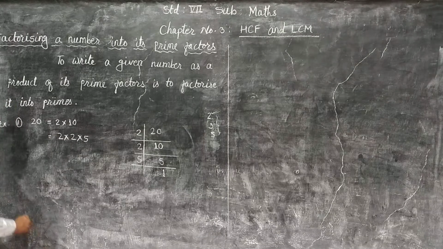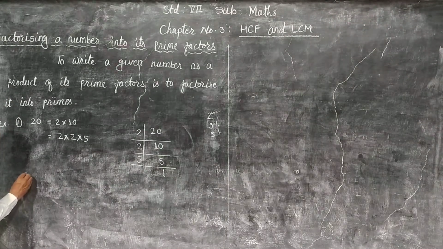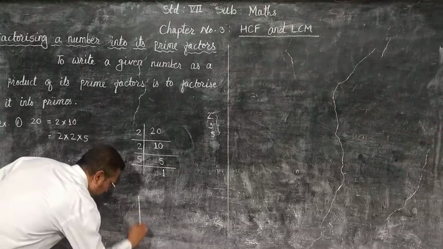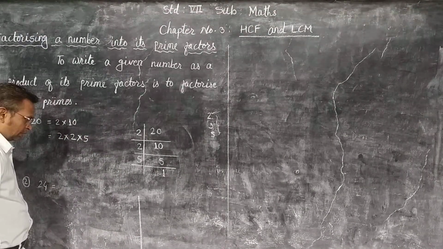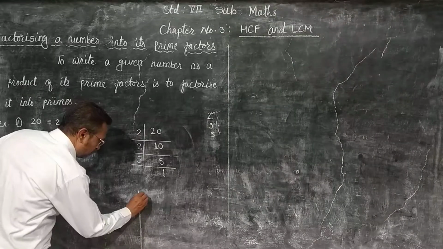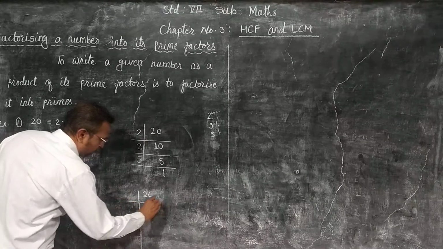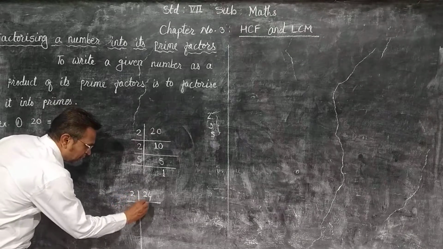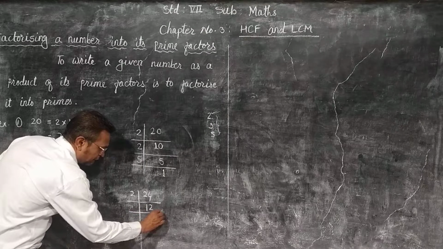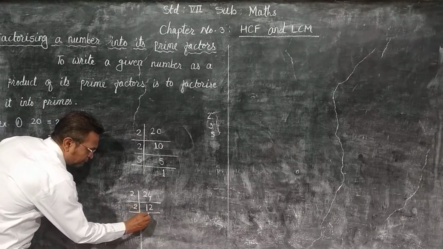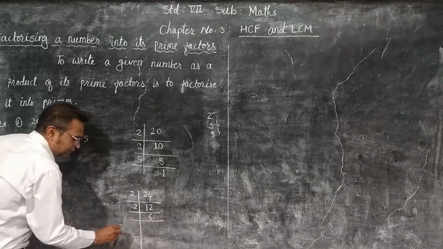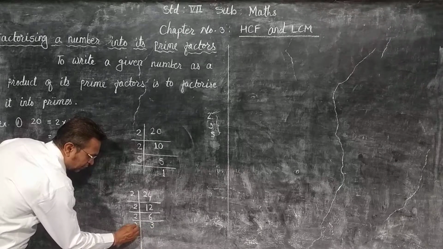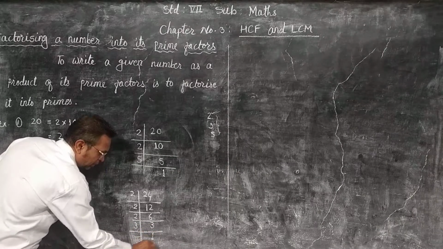Okay. Next example, 24. Again vertically. In the unit place there is 4, therefore we can divide 24 by 2. 2 1s are 2, 2 2s are 4. Again in the unit place there is 2, therefore 2 6s are 12. 6 is in the unit place, therefore again 2 3s are 6. 3 is a prime number, therefore 3 1s are 3.